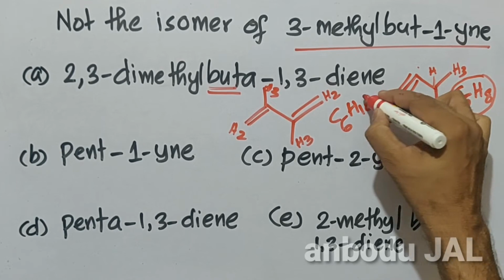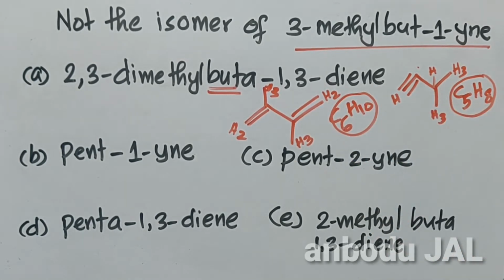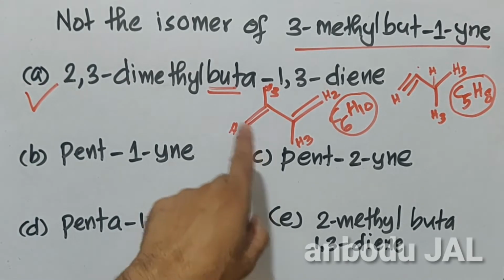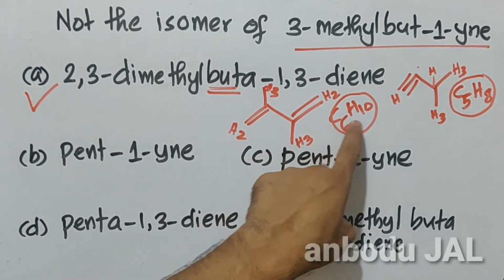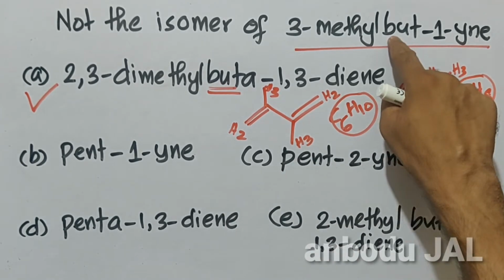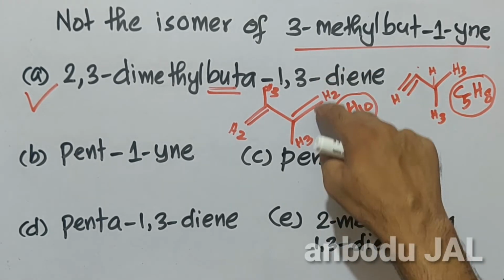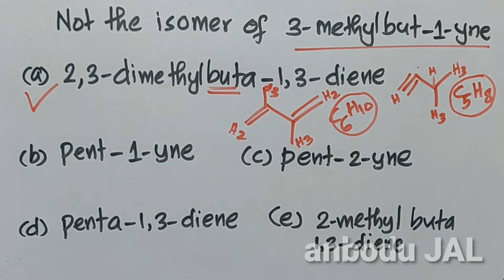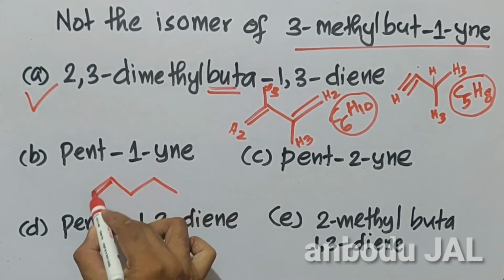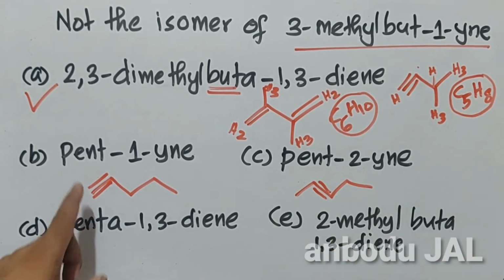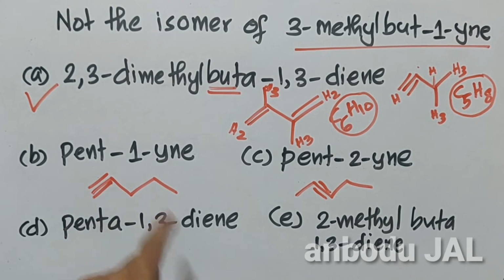That is C6H10 is the formula. It is very clear that the correct answer is option A. Why? Option A has the formula C6H10 and the given compound has the formula C5H8. So these two compounds are not isomers. We can find the formula of pent-1-yne, 1, 2, 3, 4, 5. Pent-2-yne. Both have the same molecular formula C5H8. You can find it very easily.